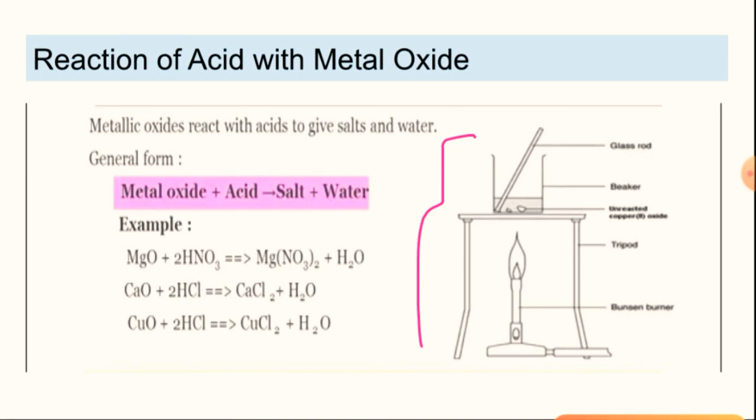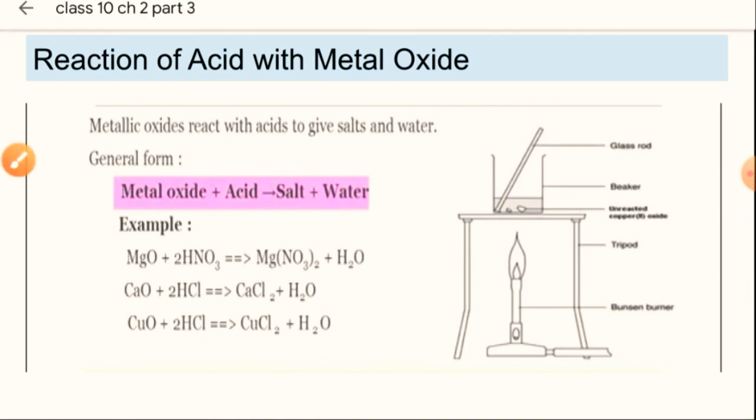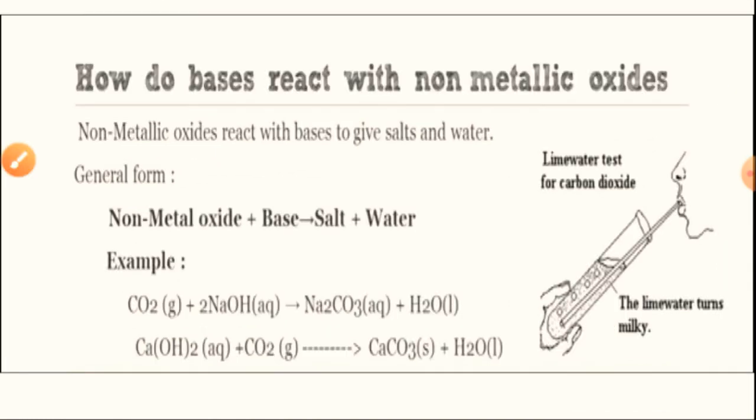For example, in a beaker we have taken unreacted copper oxide, and to this we have added hydrochloric acid. Okay, so this solution is hydrochloric acid. When we give heat to it, we see that the copper oxide starts reacting with the hydrochloric acid and forms copper chloride, and water is left behind. Water will evaporate and the copper chloride will be left behind.